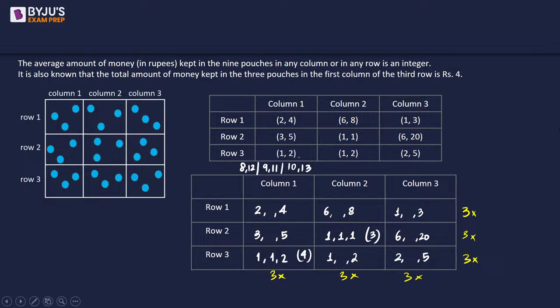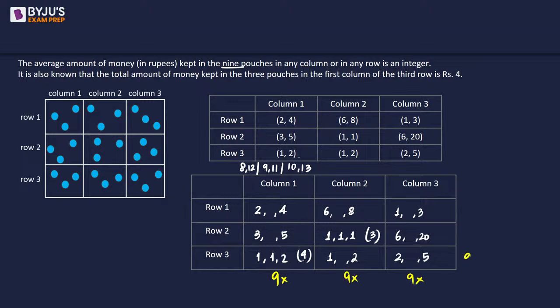Hold on. The average amount of money kept in the 9 pouches, it says. 9 pouches means it should actually be in the table of 9, not the table of 3. It's not the average of the 3 cells. It's the average of 9 pouches. So it should not be in the table of 3. It should rather be in the table of 9.